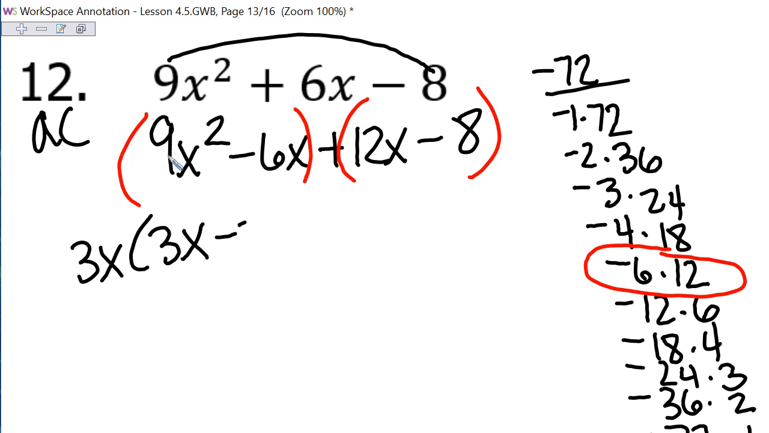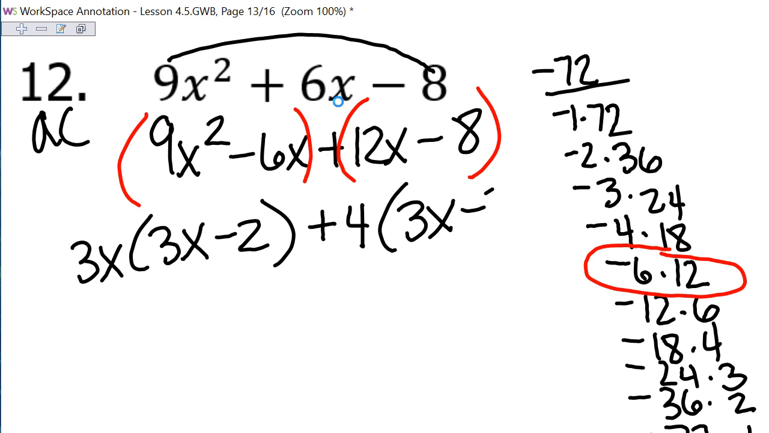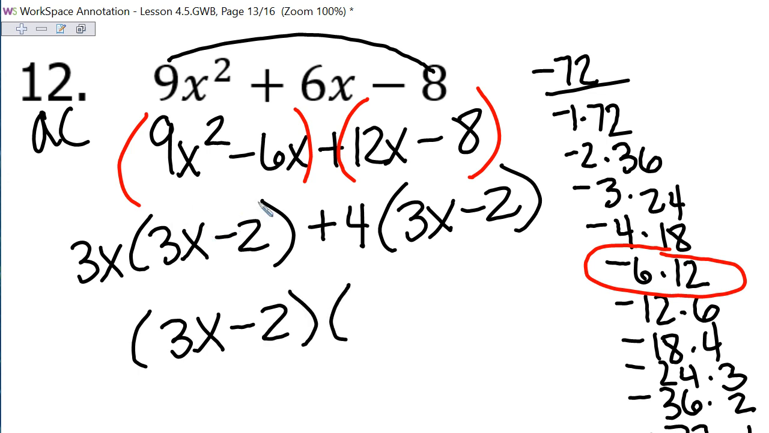What goes in the parentheses? 3x minus 2. What's the GCF for the last group? 4, and if the first one in the group is positive, it's a positive 4. And what goes in the parentheses? 3x minus 2. So what is one of the factors? 3x minus 2. What is the other factor? 3x plus 4.